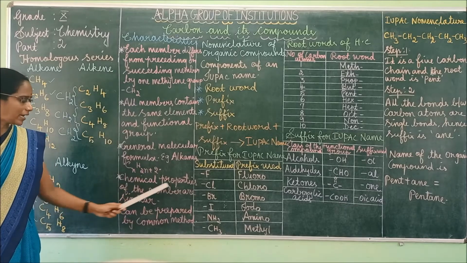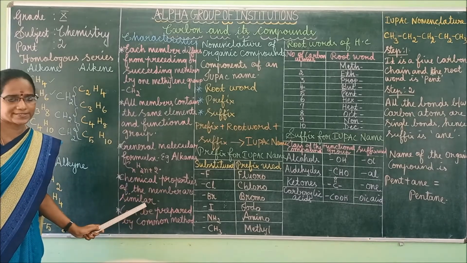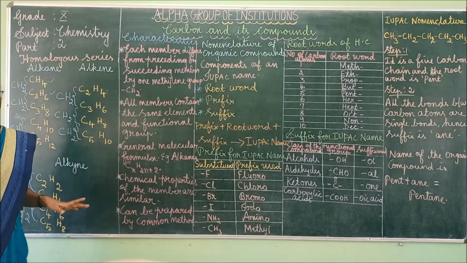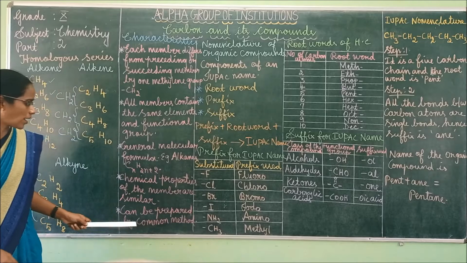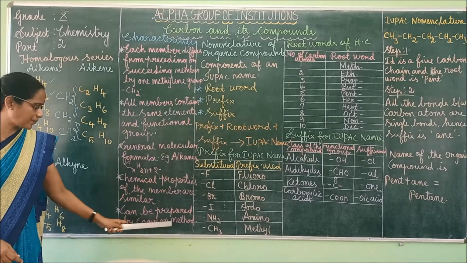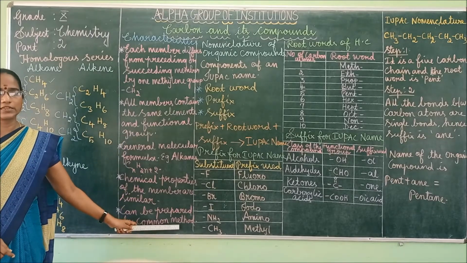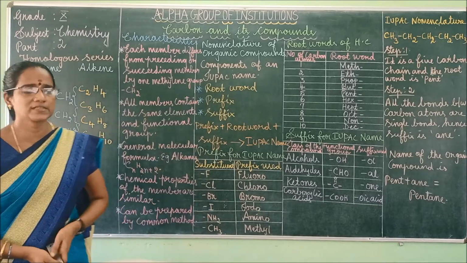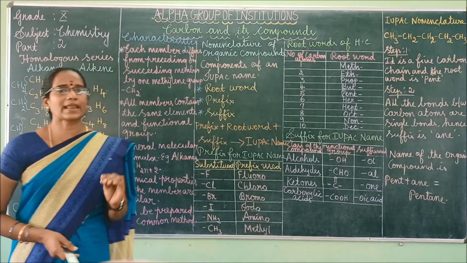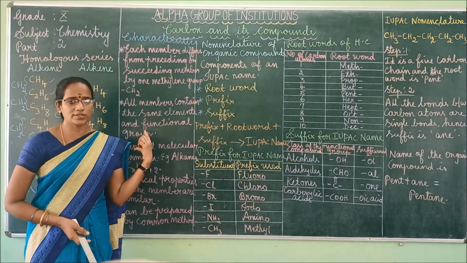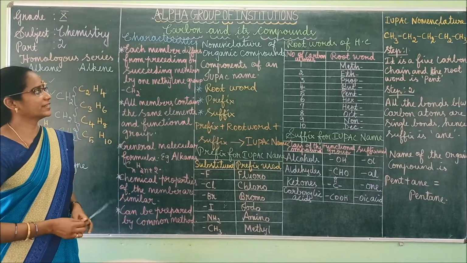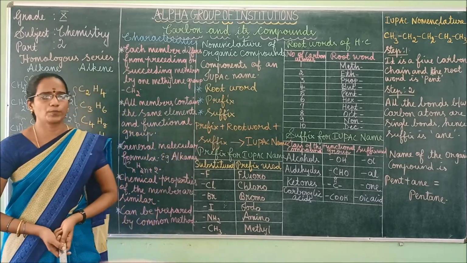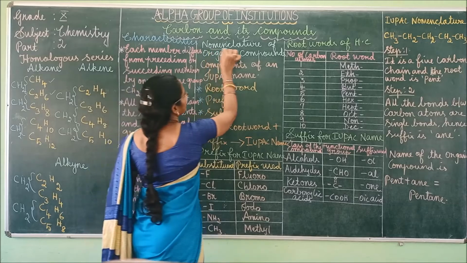Next one. Chemical properties of the members are similar. All the chemical properties of these members are similar in nature. Next one, homologous series can be prepared by a common method. The general method of preparation is common for the homologous series. These are the general characteristic features of homologous series. Next we can discuss nomenclature of organic compounds. What is meant by nomenclature?